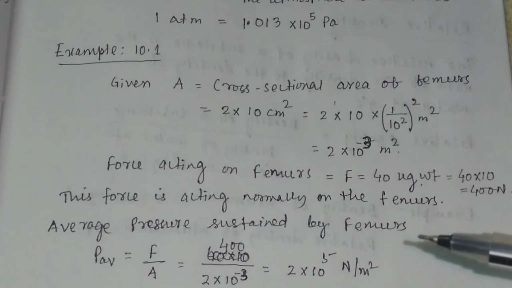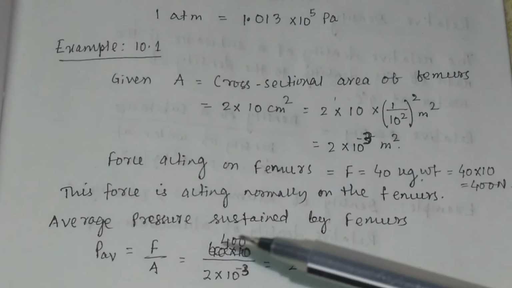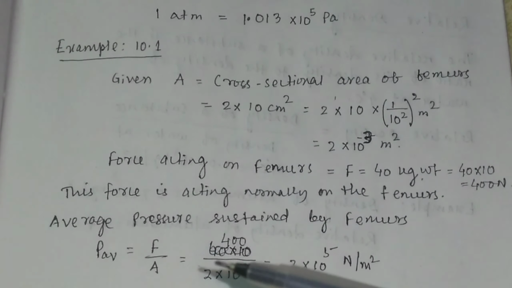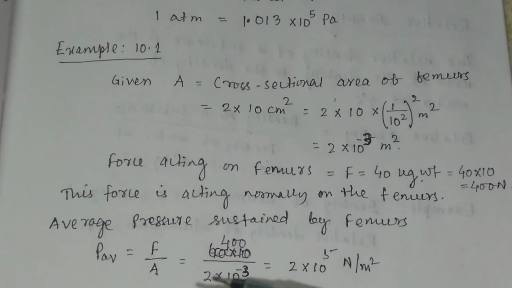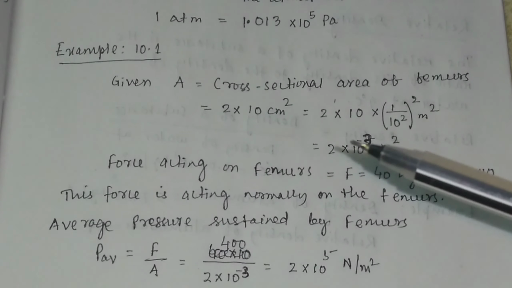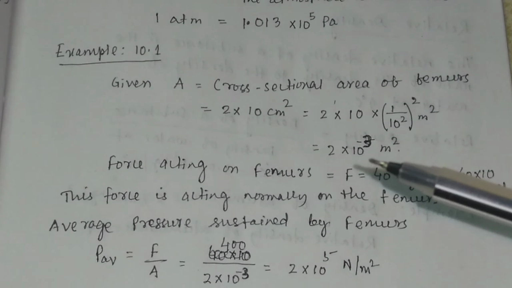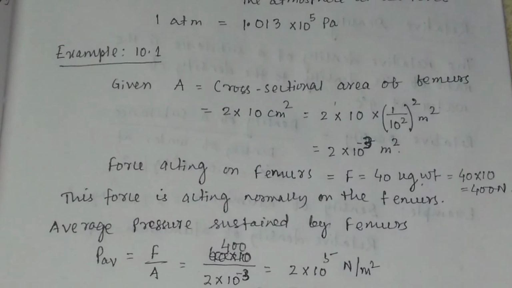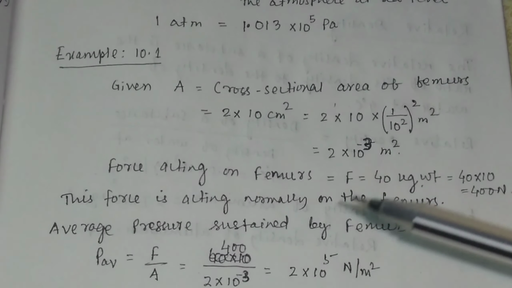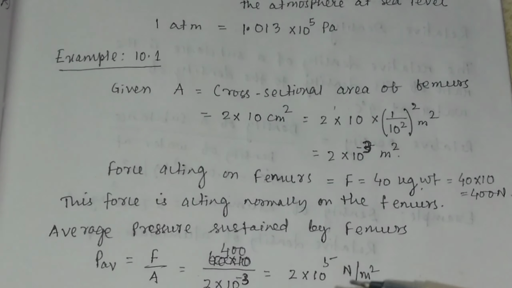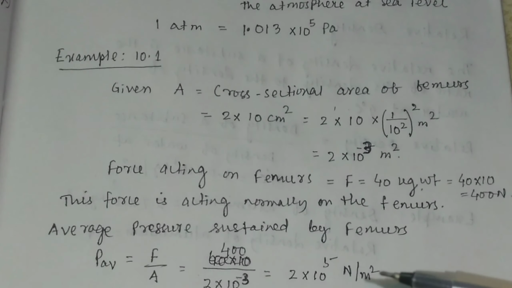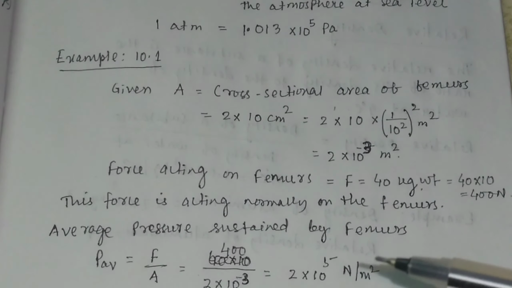So the average pressure sustained by the femurs will be P average equal to F by A. Force is 400 Newton, and the area of the femurs is 2 into 10 to the power minus 3 meter square. So the average pressure will be equal to 2 into 10 to the power 5 Newton per meter square, or 2 into 10 to the power 5 Pascal.